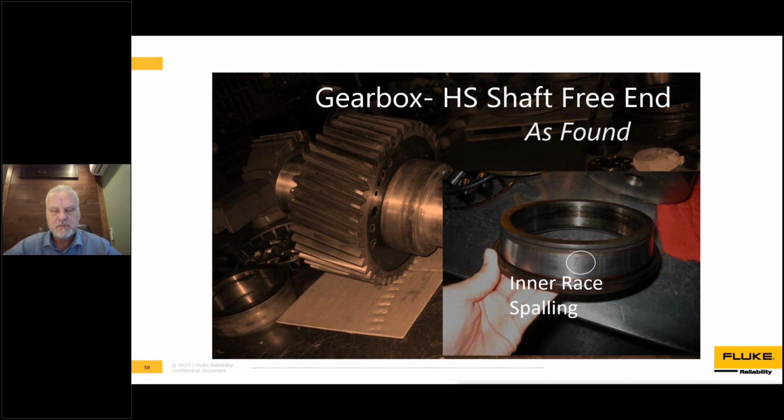All right, thank you. And I think we have time for one more question. The second question I have for you: isn't demodulation only good for early stage fault detection?